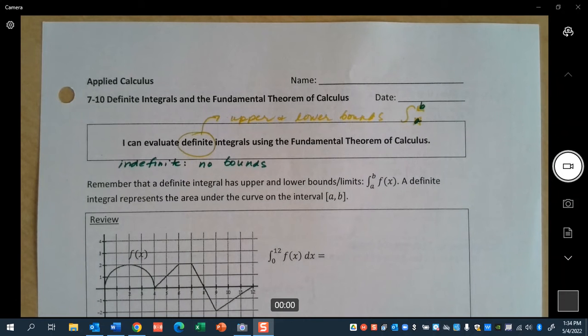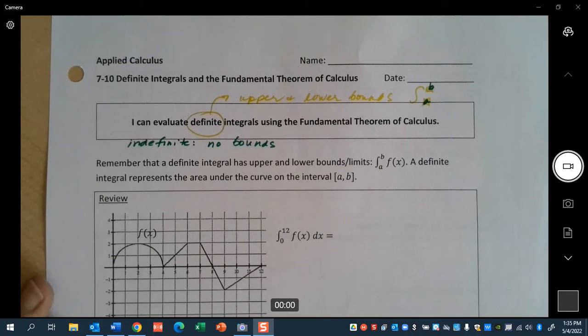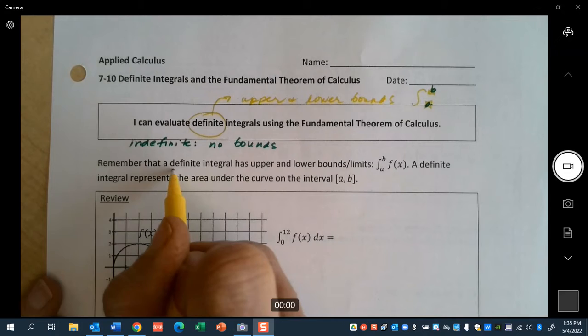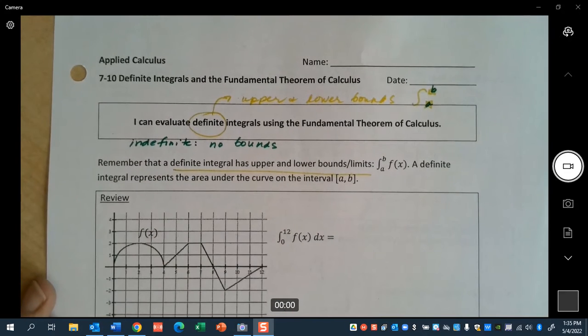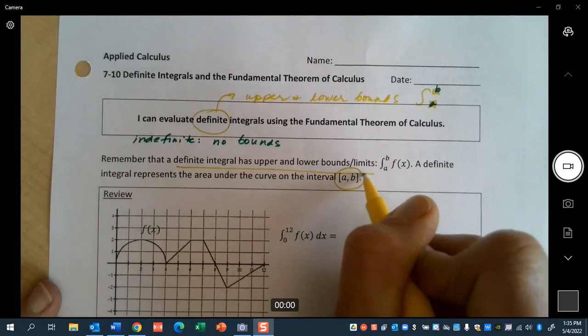We're going to revisit the fundamental theorem of calculus, which we talked about in the lesson that we did when we talked about the antiderivative. And we'll go ahead and look at the fundamental theorem of calculus from a different lens today. Okay, so here we are again. A definite integral has upper and lower bounds. A definite integral represents the area under the curve on this specific interval.